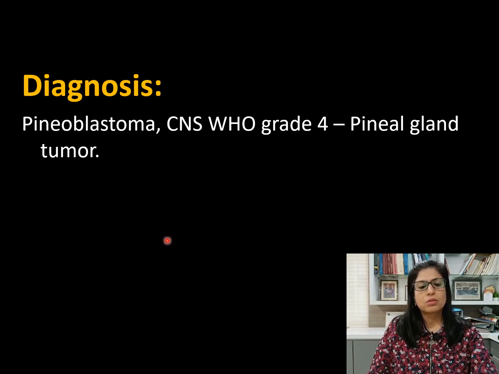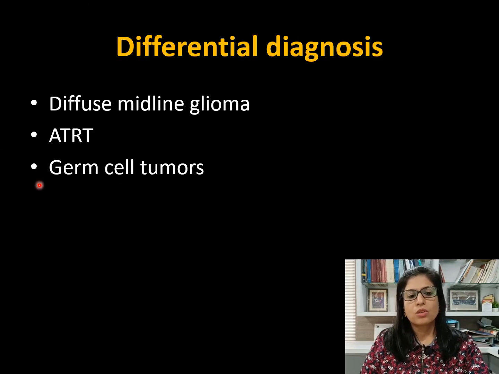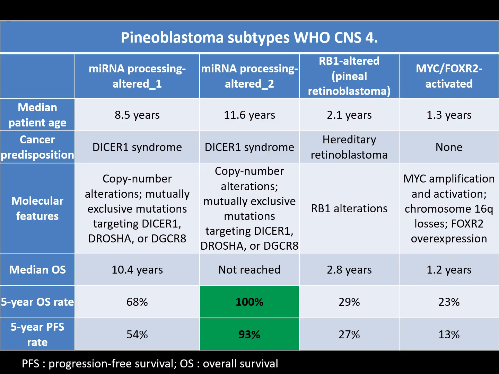So the diagnosis should be given like this: pineoblastoma, CNS WHO grade 4. One differential diagnosis on histopathology that should be considered is the diffuse midline glioma, ATRT, and the germ cell tumors.